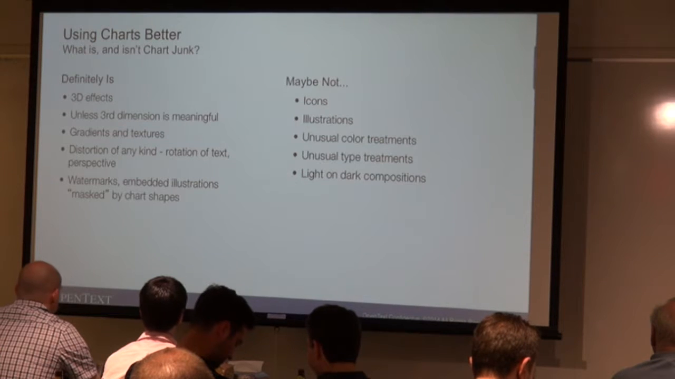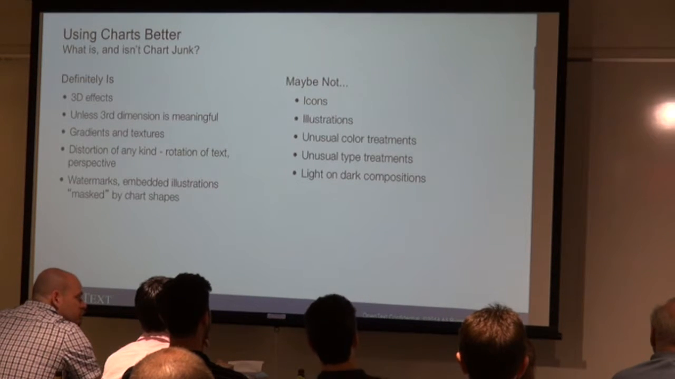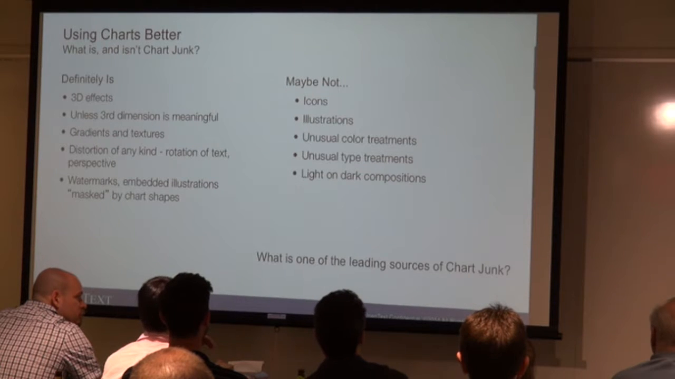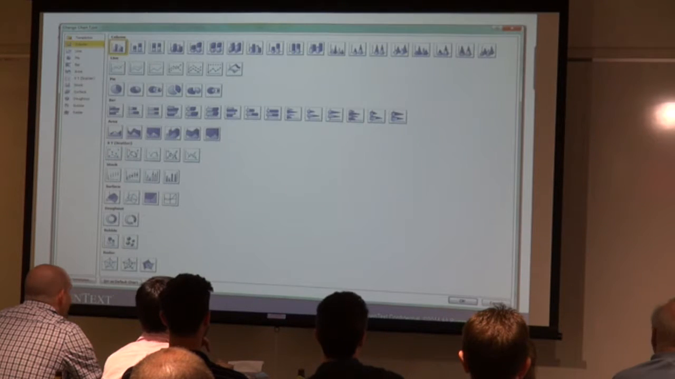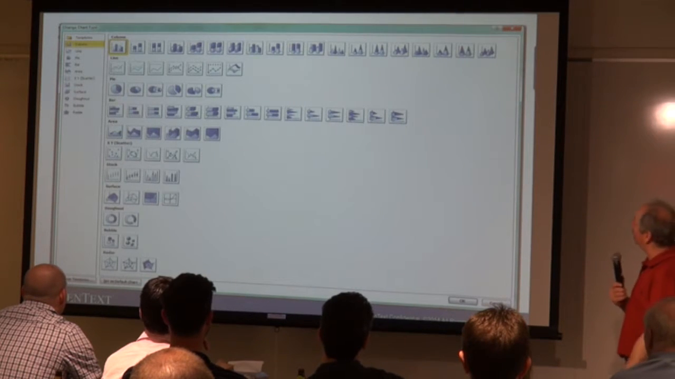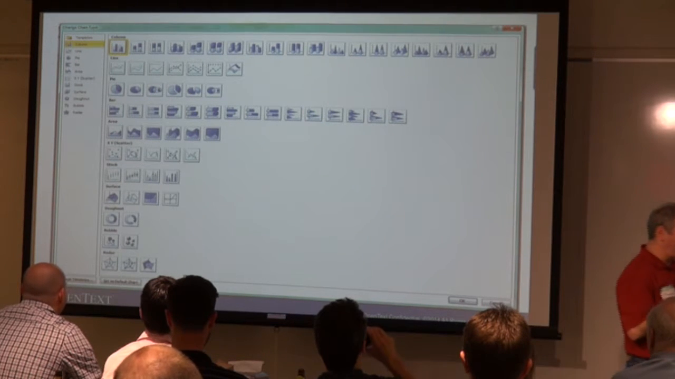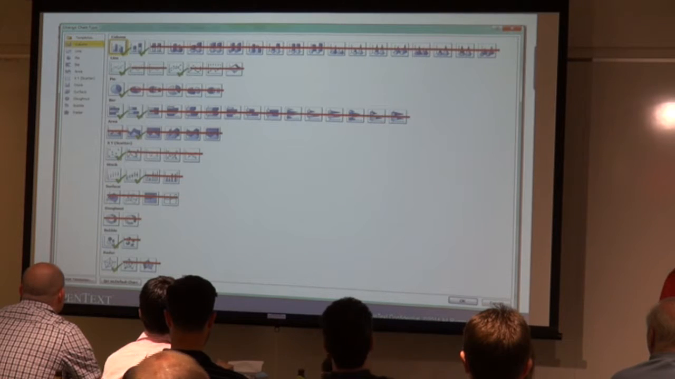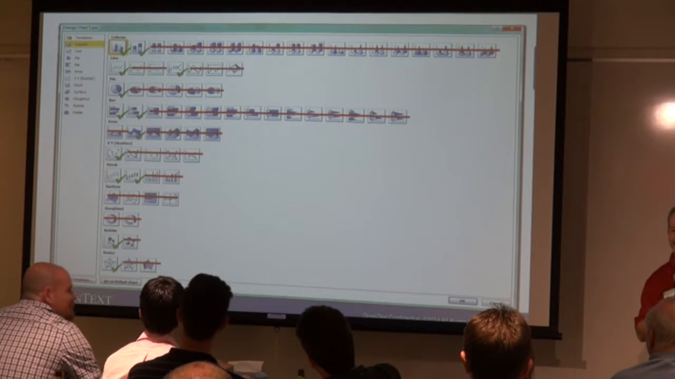And who is the leading pusher of chart junk? What's the leading source of chart junk? Anybody give a guess here? Thank you. Microsoft, actually Excel. So these are all the different charts you can use in Excel. And almost all of them absolutely should never be used.